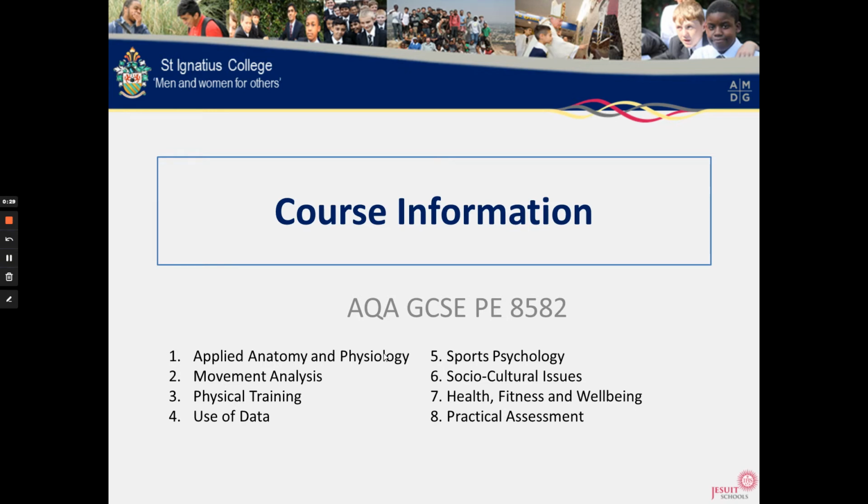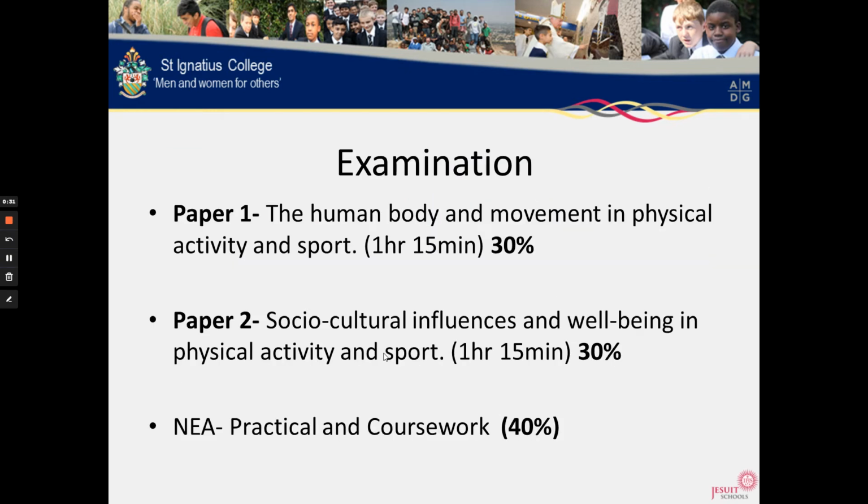as we go through. The examination is 2 papers. Paper 1, the human body and movement in physical activity and sport, and paper 2 is the socio-cultural influences and well-being in physical activity and sport. Both papers are equally weighted. They're an hour and 15 minutes long, and they're both worth 30%. So the theory side of the course is 60% overall. And then we have the NEA and practical and coursework, which is worth 40%. And again, I'll talk a bit more detail about that later on in this presentation.